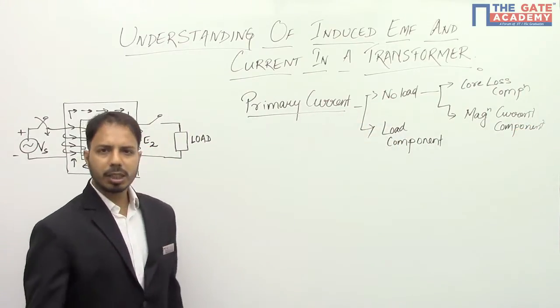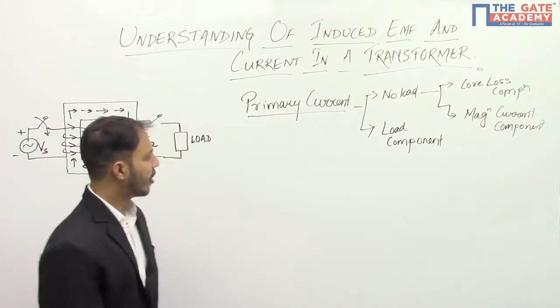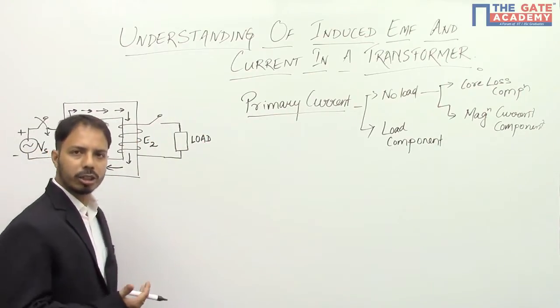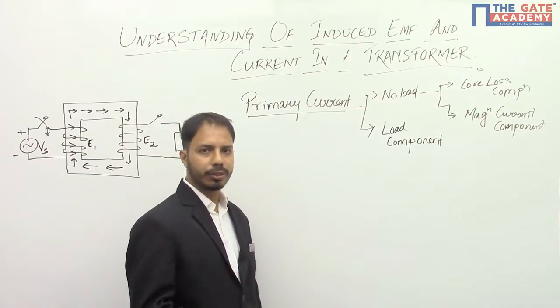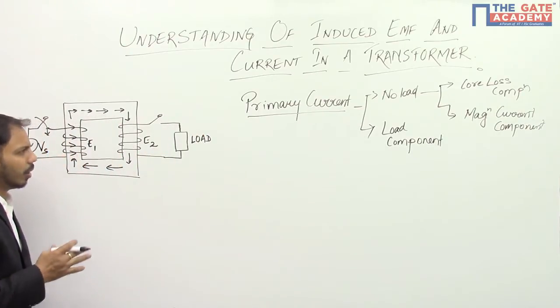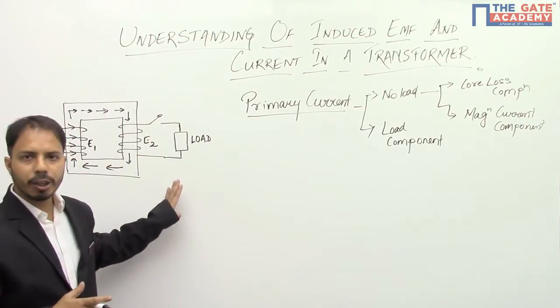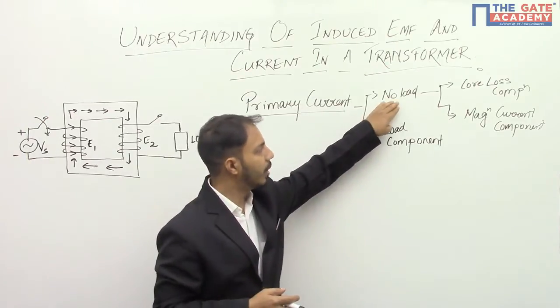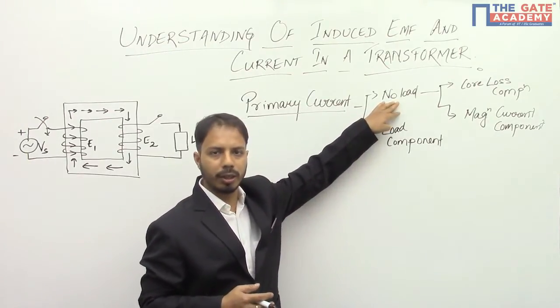I'm not drawing the phasor of this. Let me first explain the topic, then I will draw the phasor and we will also see what a phasor is. So first of all, when the load is not connected, the component that will be flowing is called the no load current.